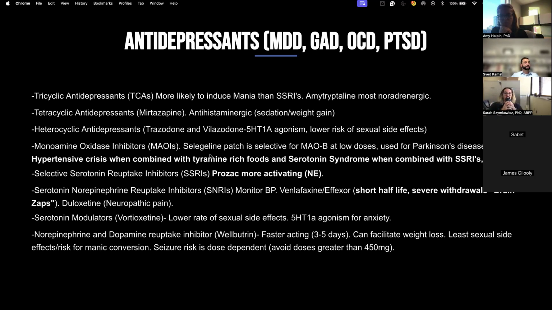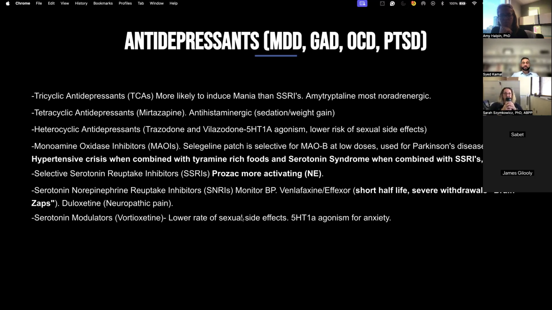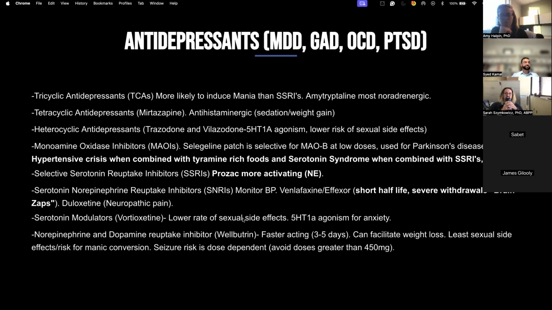And then the SSRIs, SNRIs that we talked about, and then Wellbutrin, I like because it's a lot faster acting. So it can work in 3 to 5 days. So you don't have to wait for the SSRIs, like the 3 to 4 weeks. And it can even be effective for weight loss. The one thing I would be aware of with bupropion is at higher doses, greater than 450 milligrams, there can be a seizure risk. So if your patient does have epilepsy, it might not be the best choice.